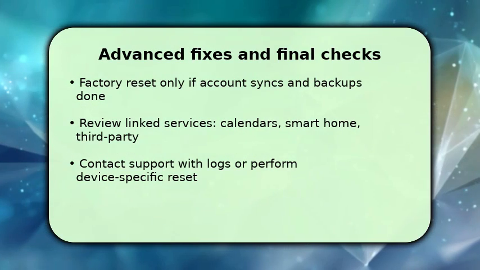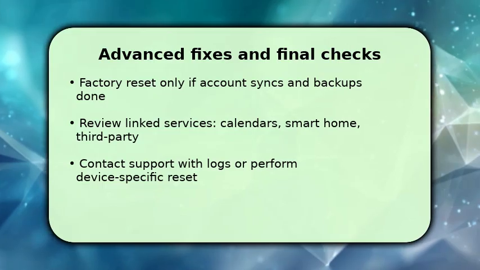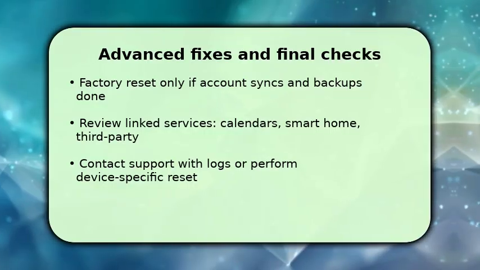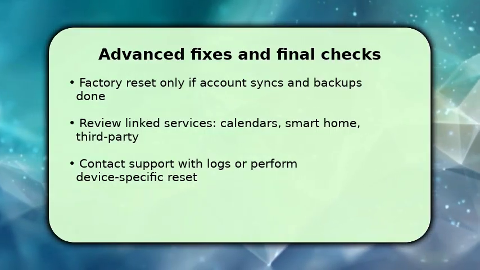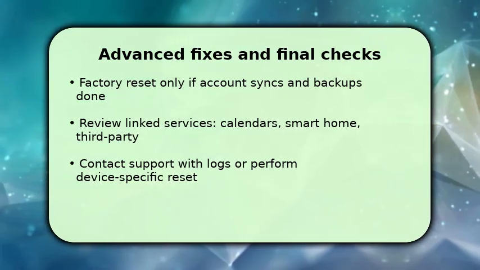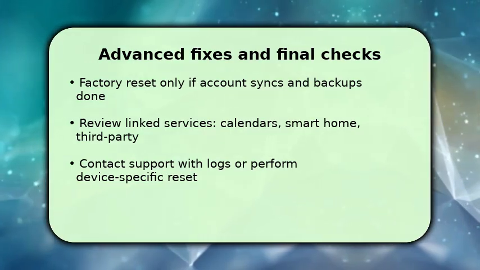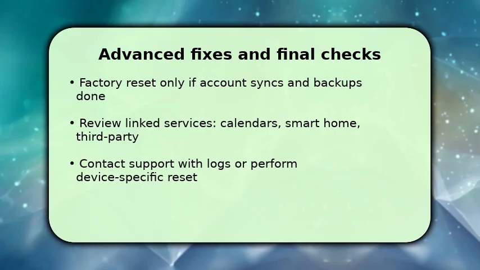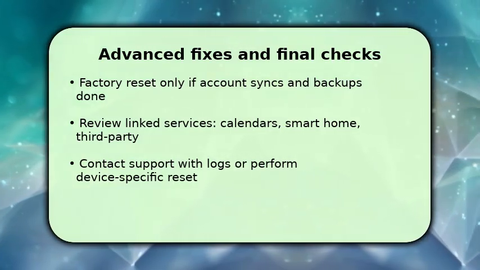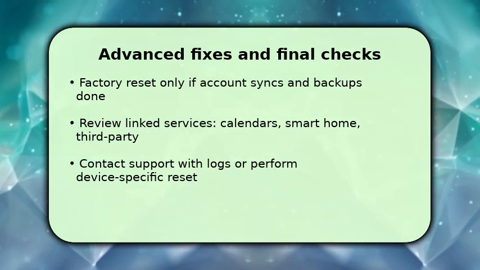Finish by addressing persistent or account level problems. If issues remain, unlink and relink smart home or third-party services to refresh tokens, and check calendar and account permissions. As a last resort, perform a factory reset only after confirming your Google account syncs and backups are current. This clears firmware or deep system faults. If that fails, collect app logs or error messages and contact Google Support or Device Maker for targeted help. One troubleshooting tip: try a different Wi-Fi network to rule out router DNS or firewall blocks.